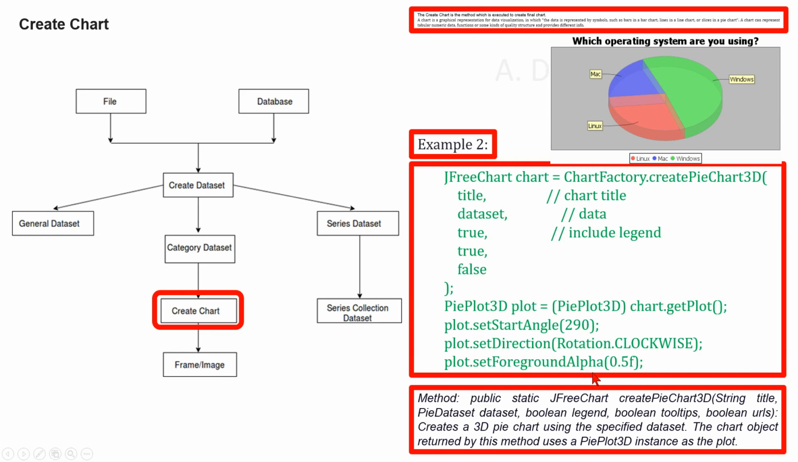Here the setForegroundAlpha sets the alpha transparency for the plot and sends a plot change event to all registered listeners. Here you can see alpha as a float value, the new alpha transparency.